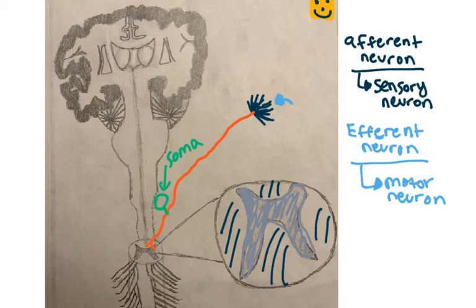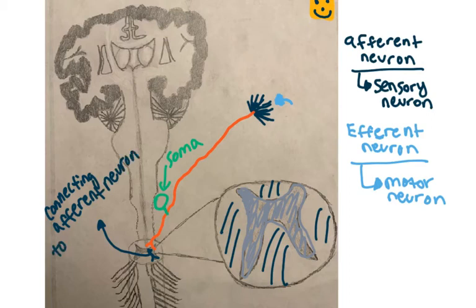Interneurons are pretty much just neurons that connect two other neurons together. So in this case, this small interneuron right here, that I'm just going to draw like this, is connecting our afferent neuron to our efferent neuron. Most of your central nervous system neurons are interneurons. So it's connecting the afferent neuron to the efferent neuron, which is your motor neuron. And we'll see how.